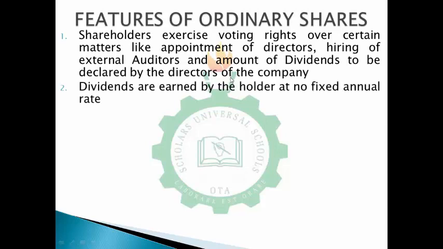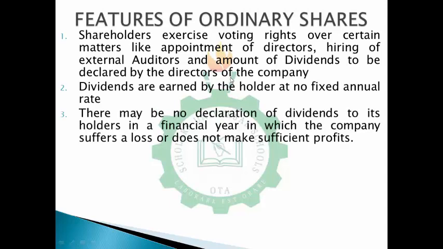Another feature of ordinary shareholders is that dividends are earned by holders at no fixed annual rate, compared to other shareholders like preference shareholders, whose dividends are earned at a fixed annual rate. For ordinary shareholders, dividends are not at a fixed annual rate, because there may be no declaration of dividends to holders in a financial year in which the company suffers a loss or does not make sufficient profit. They're more or less like the real owners of the business, as we've said.